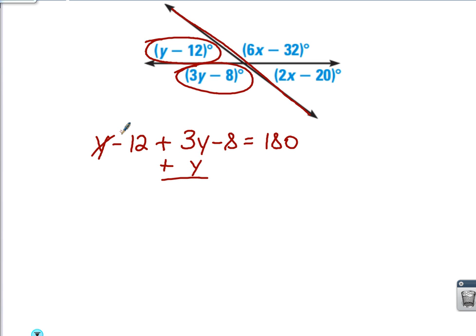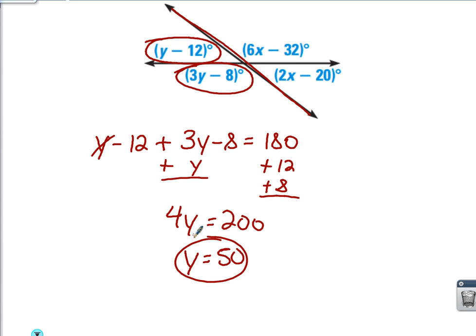Mark it out. Minus 12 and minus 8 move over here. Or you can do plus 20, either way. And I now have 4y equals 200. And Jordan P, if 4y equals 200 divided by 4, what do I get for y? Perfect. Now I can plug that in.